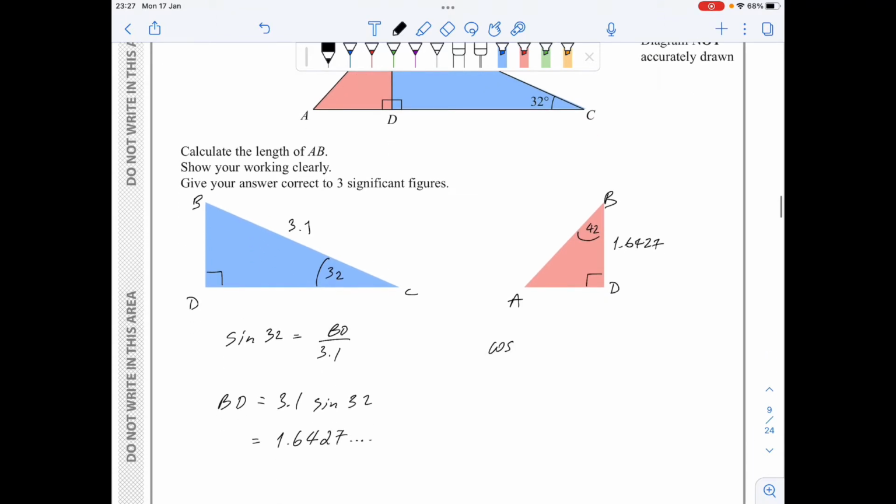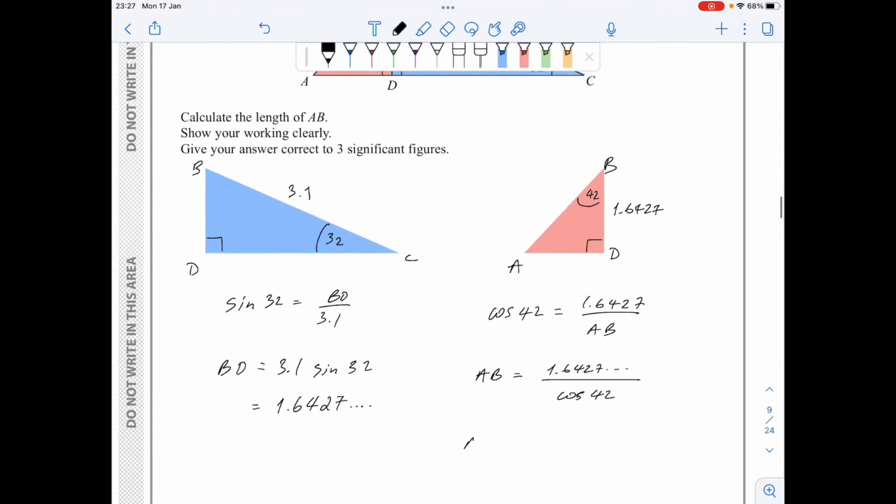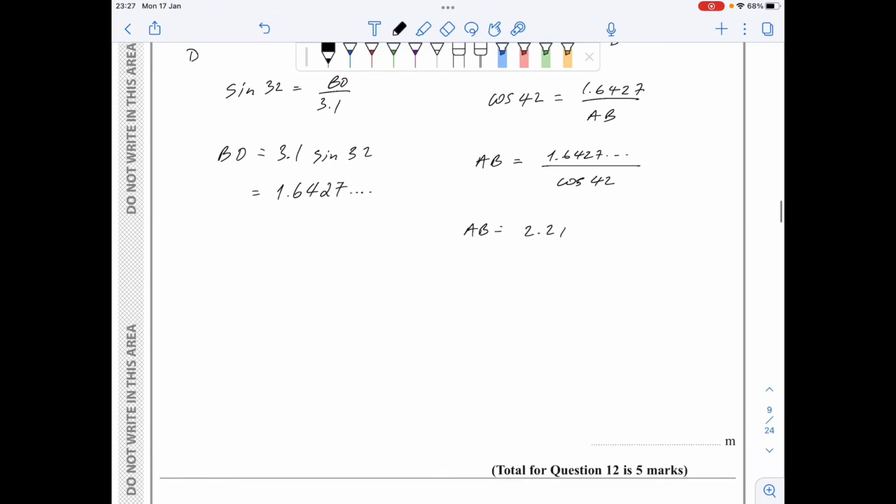So cos of 42 is equal to adjacent, which is BD, over the hypotenuse, which is AB. And if I rearrange, AB is equal to 1.6427, and so on, over cos 42. And this will give me a value of 2.21 to 3 significant figures.